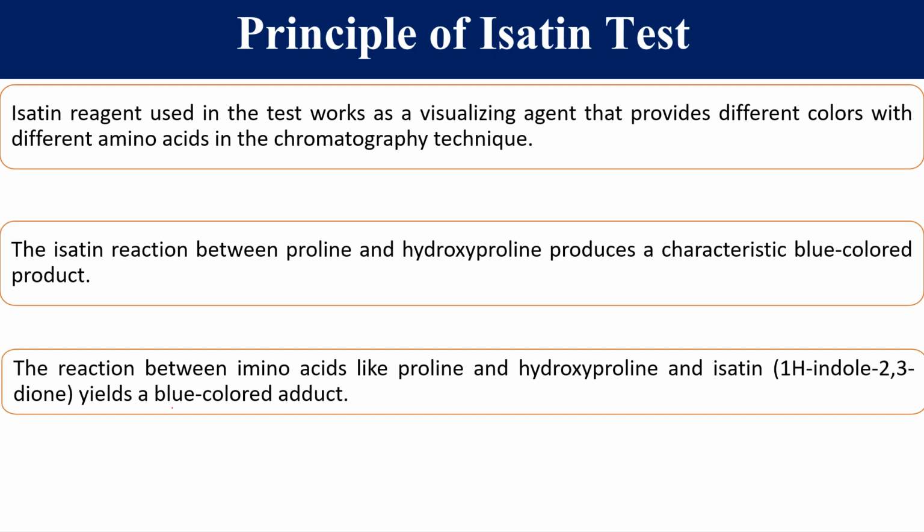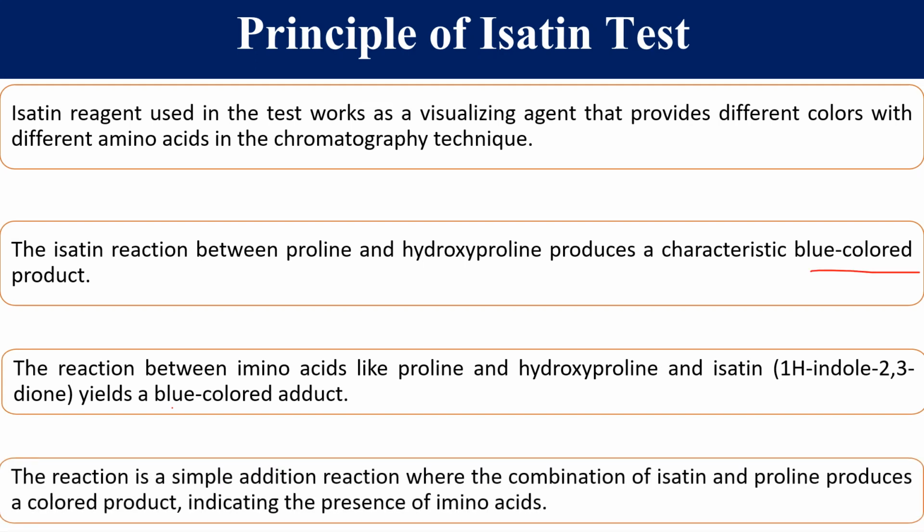So this blue color product presence is a kind of confirmation that there is a proline or amino acid present there. The reaction is a simple addition reaction where the combination of Isatin and proline produces a colored product, indicating the presence of the amino acid, that is, proline and hydroxyproline.